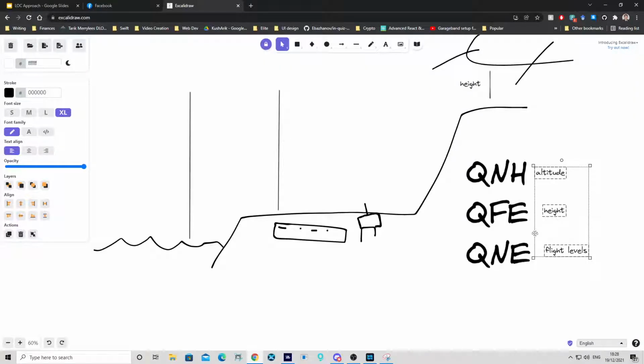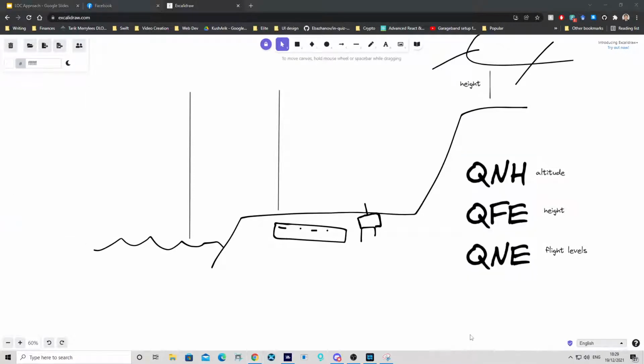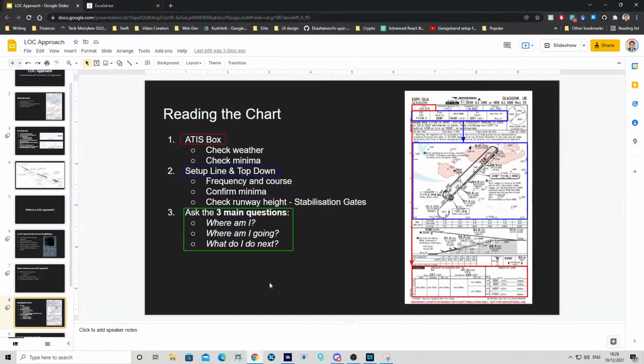Americans don't have any of this. They just have two, altimeter and QNE. Altimeter is the equivalent of QNH. Okay? That's it.